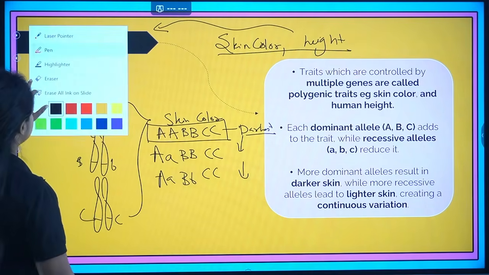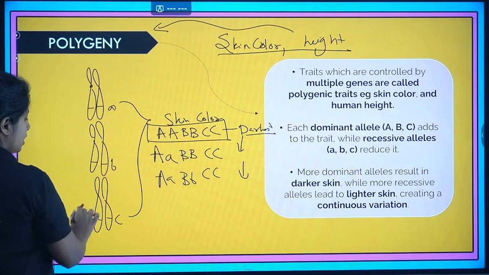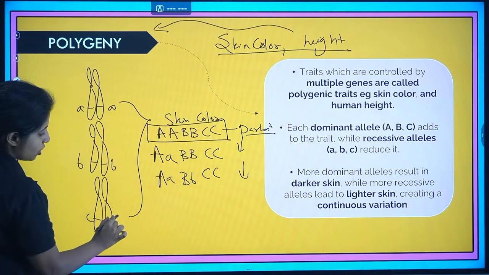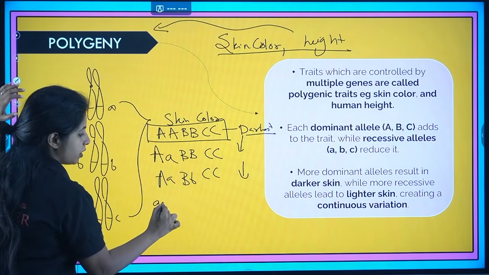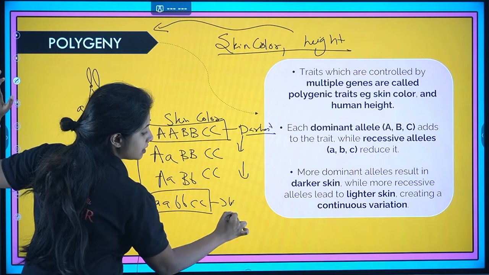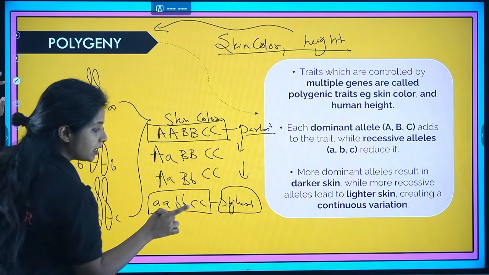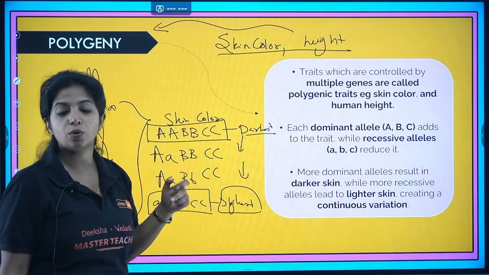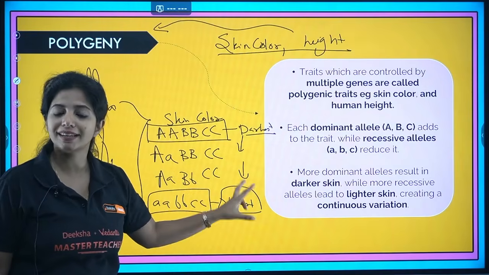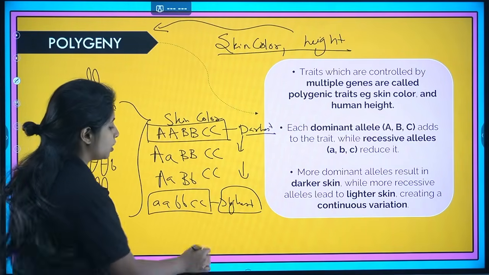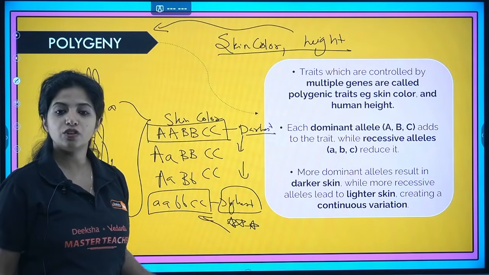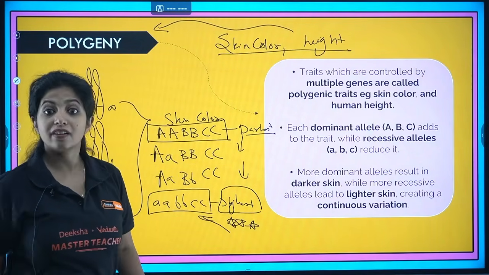Which one is going to give us the lightest skin tone? All of them are recessive alleles: small a, small b, small c. This is going to give me the lightest skin tone. The irony is that here not just one gene, but multiple genes, my dear children, are coding for a character, that is your skin color. The lightest skin tone is observed when you have this. This is an important question. Which one gives the lightest skin tone? You might be given options. You have to choose the recessive one.